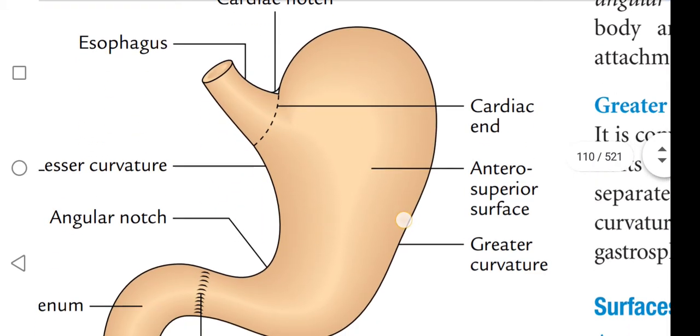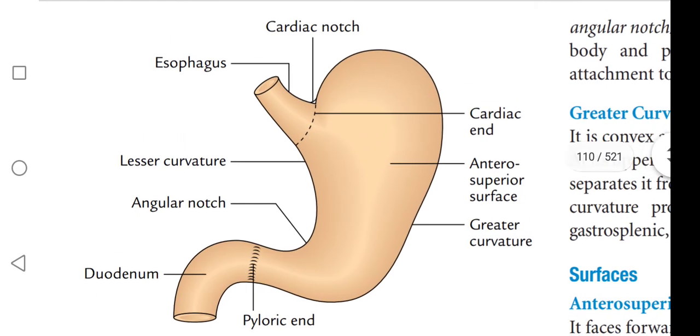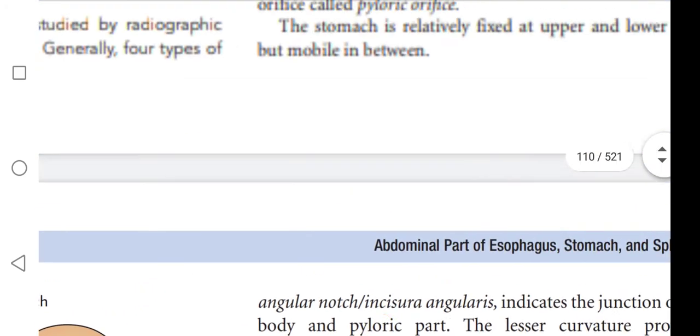Coming to the figure, this figure shows the external features of the stomach. First, two ends, cardiac and pyloric. Cardiac and pyloric end. Next, two curvatures, lesser curvature and greater curvature. Next, two surfaces. This is the anterior superior surface, and the posterior inferior surface is not shown here.